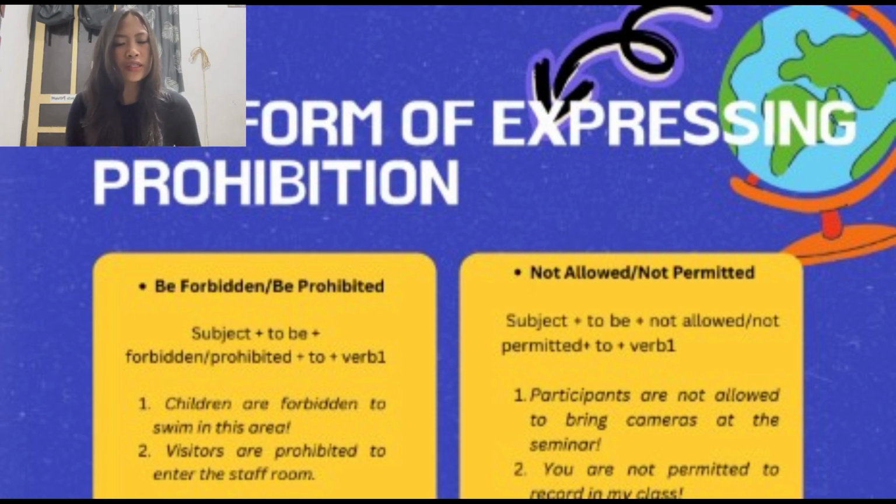And the last one is using not allowed or not permitted. So the form is subject plus to be plus not allowed or not permitted plus to plus verb 1. And the examples are participants are not allowed to bring cameras at the seminar. And the last example is you are not permitted to record in my class. So not allowed is common in daily English, and not permitted sounds more formal, like in rules or regulations.